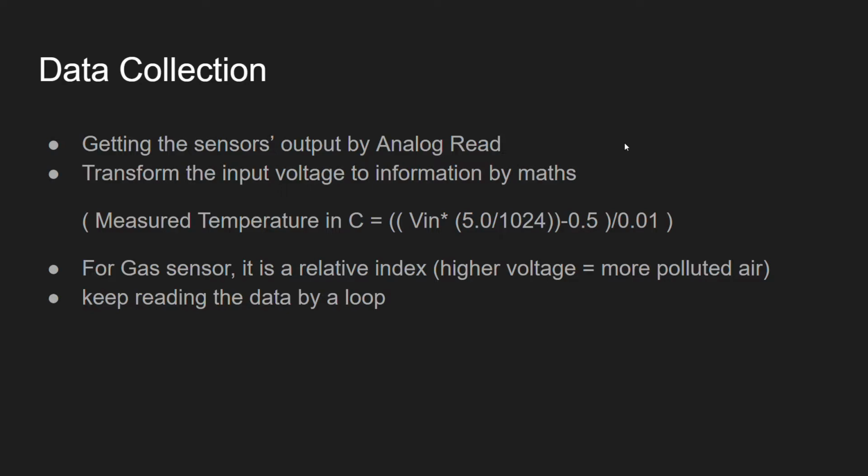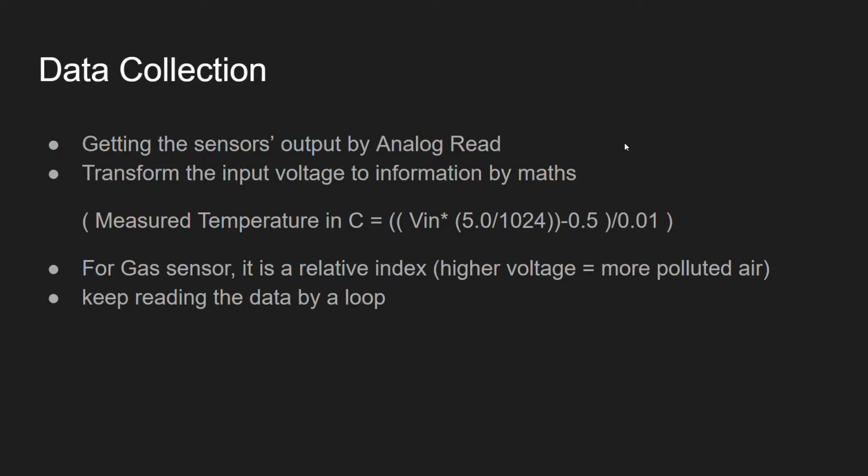For the data collection, it is about how we read the data from the sensor. The Arduino gets the data by the analog read function, which gives the analog voltage according to different voltages outputted by the sensor. Then we have to transform the voltage into meaningful information. For example, for the temperature sensor, we could get the temperature in Celsius by the following equation: we multiply the voltage by 5 divided by 1024, then minus 0.5, divided by 0.01.